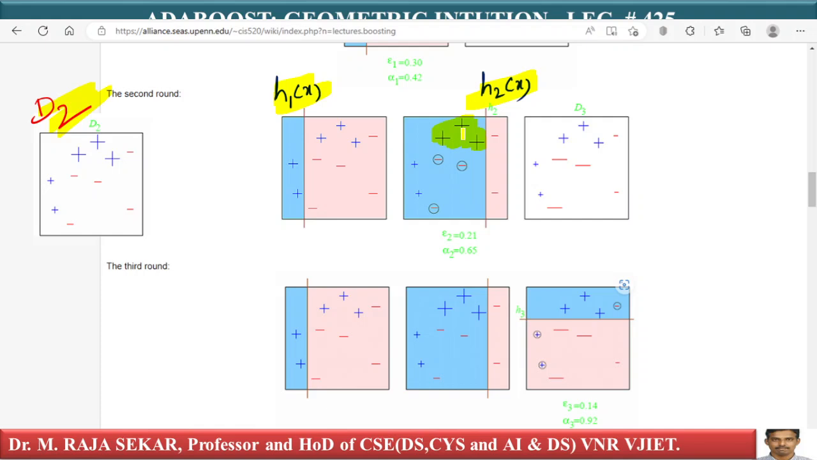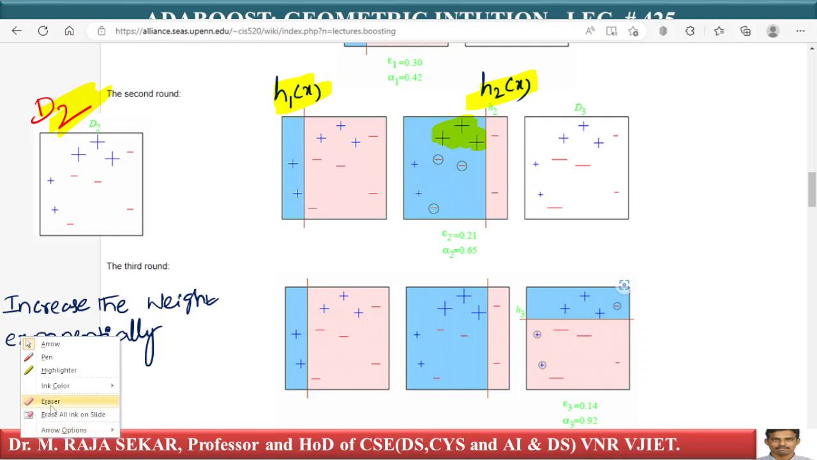Typically speaking, you increase the weight exponentially in adaptive boosting. There is an exact method in AdaBoost on how to increase the weight. But since these are increased weights, just see, these are the increased weights. Are they not increased weights? It will prefer to classify them correctly, isn't it? H2 will try to classify these points, these increased weights, correctly.